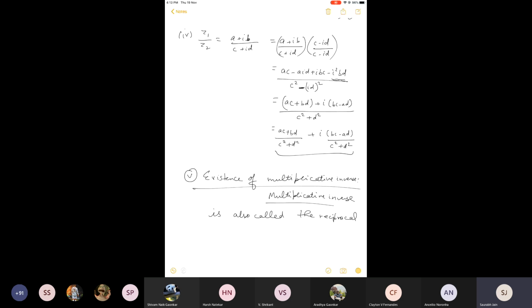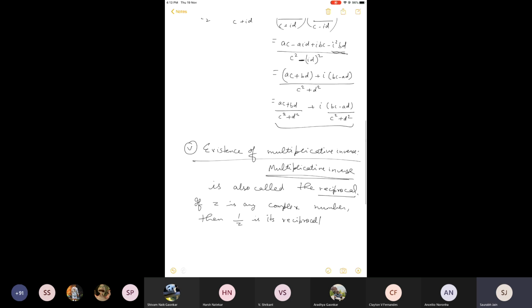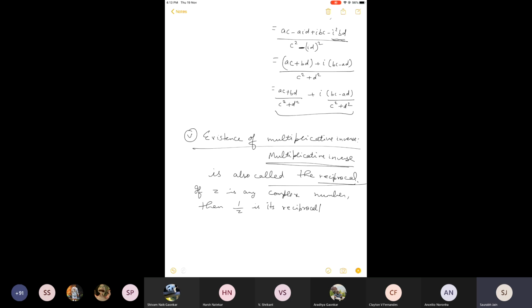So if z is any complex number, then 1 by z is its reciprocal or multiplicative inverse. My purpose was to give you the idea about this term. In the question, they may ask to find the multiplicative inverse. If you have no idea that it is another name for reciprocal, then you may be confused or may not be able to attempt the question. So 1 by z is its reciprocal or multiplicative inverse.